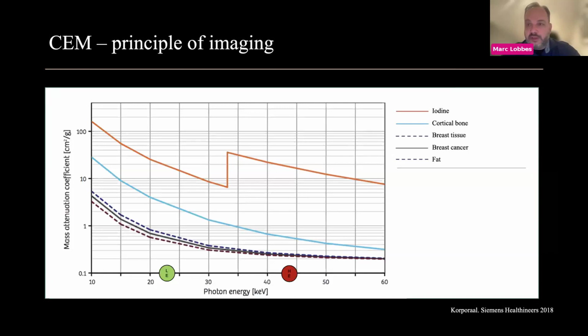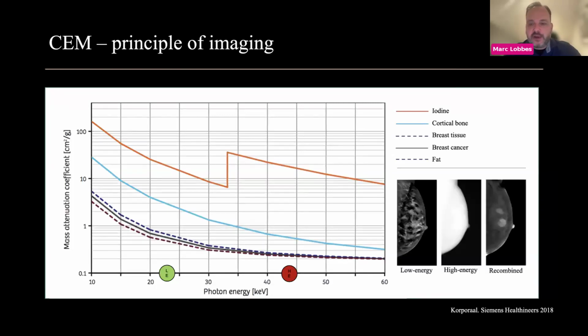In summary, when you look at the low energy image, you can make a distinction between cancer tissue, breast tissue, and breast fatty tissue. And when you use a higher image spectrum, you can make a distinction between breast cancer tissue versus breast tissue plus breast fatty tissue. And that's the reason why we make a subsequent high energy image directly when the breast is still compressed within a matter of seconds. And this is in fact how it looks.